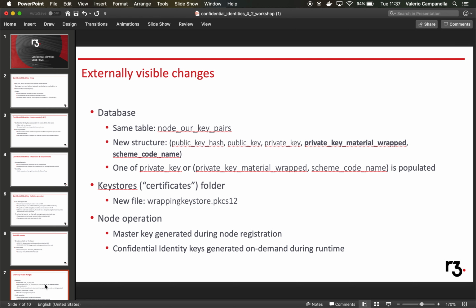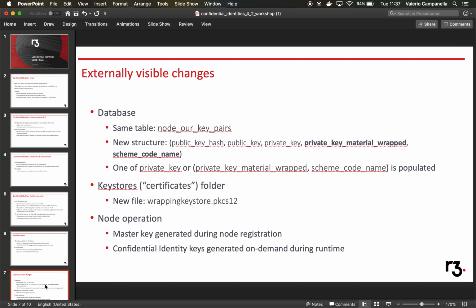And with regards to the node operation, the master key is generated during node registration in the same way other keys are generated by the node. And the confidential identity keys are generated, as we mentioned, on demand during runtime. So this helps because operations shouldn't be that different, and any backup processes will be able to cover the keys introduced by this feature. Okay, fantastic.